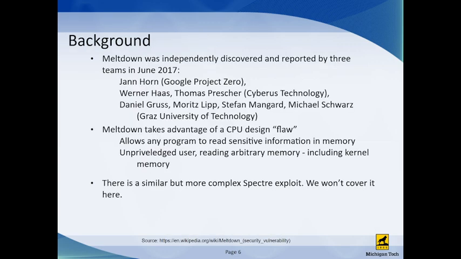So without further ado, Meltdown was discovered in June of 2017 by 3 independent research teams. It exploited a flaw in modern CPU architecture, allowing any program to read sensitive memory data, including kernel memory, which should be protected. While there is a related exploit called Spectre, this presentation focuses on Meltdown.